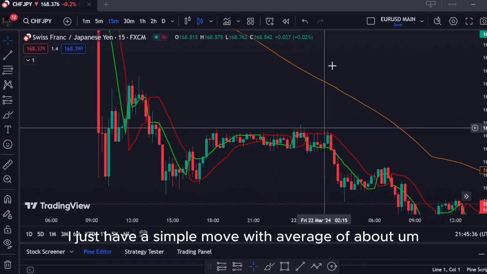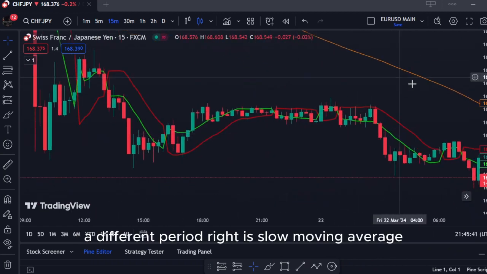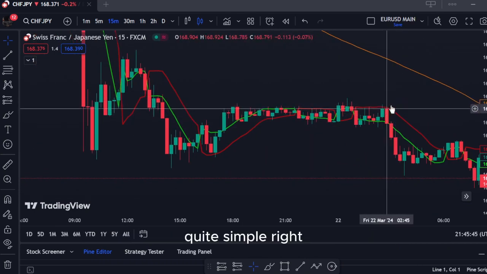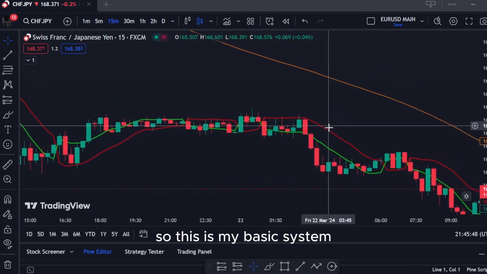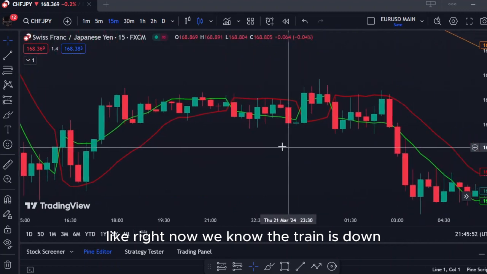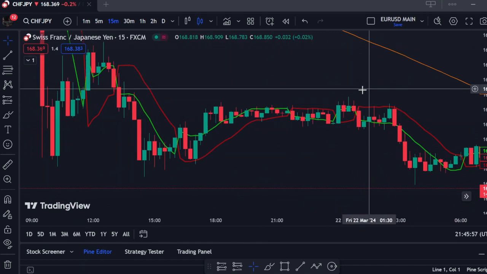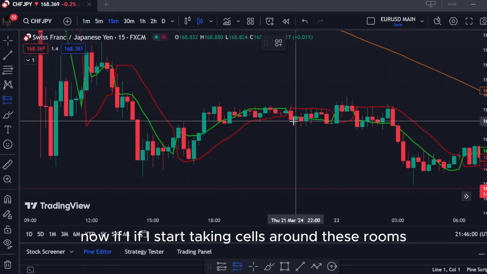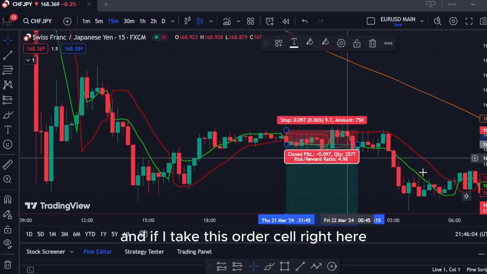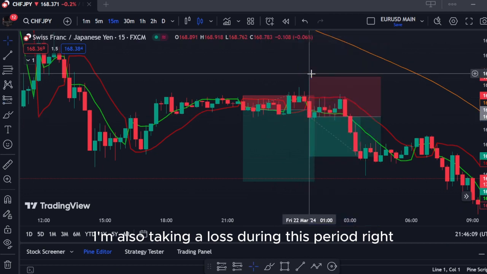And I just have a simple moving average of a different period, right? A slow moving average that's just going to tell us where the trend is headed. Quite simple, right? So this is my basic system. Now I want this system to be more advanced than this. Right now, we know the trend is down because the price is currently below the moving average. Now if I start taking sells around these zones right here, if I take this sell, I'm definitely taking a loss. And if I take this other sell right here, I'm also taking a loss during this period, right?